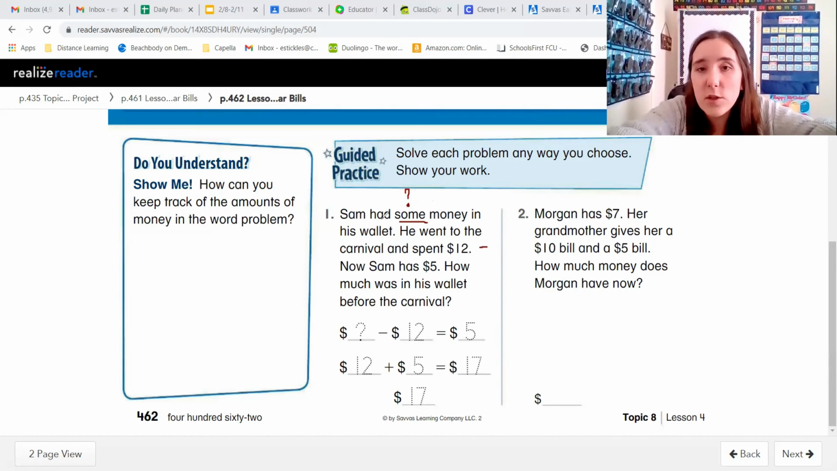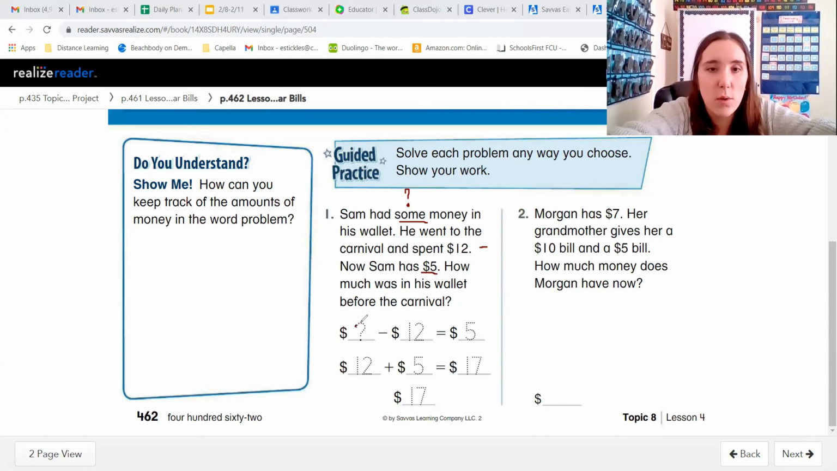So he had some money in his wallet. He went to the carnival and spent $12. Now Sam has $5. So I know that's one of my totals. How much was in his wallet before the carnival? So let's write out an equation. This is exactly why I wrote what I did next to my numbers.